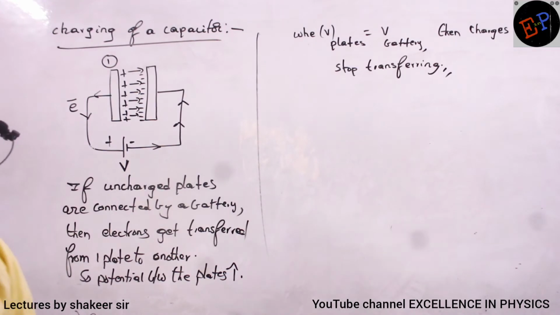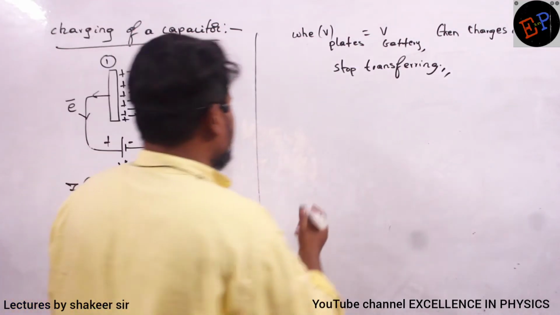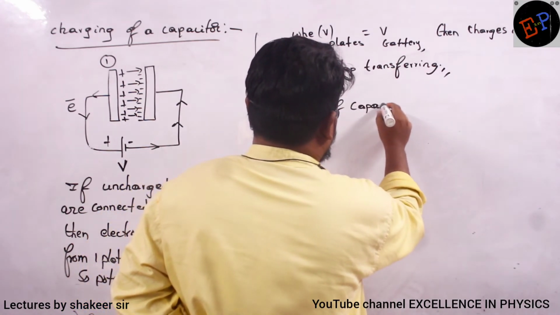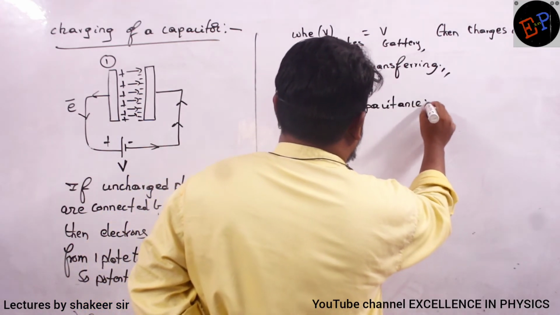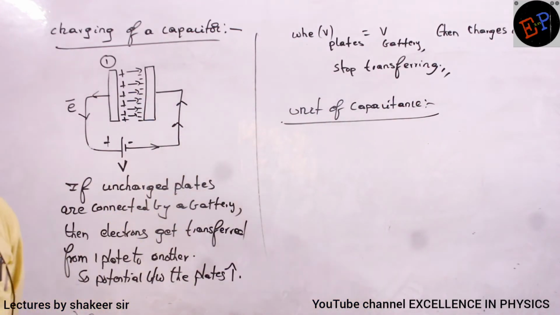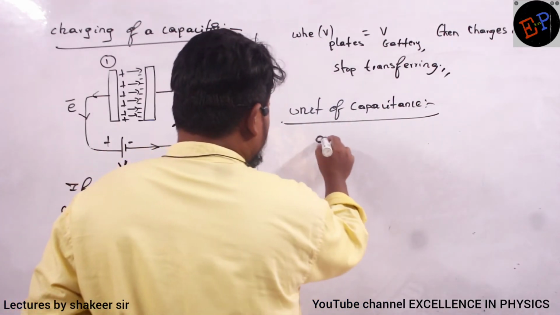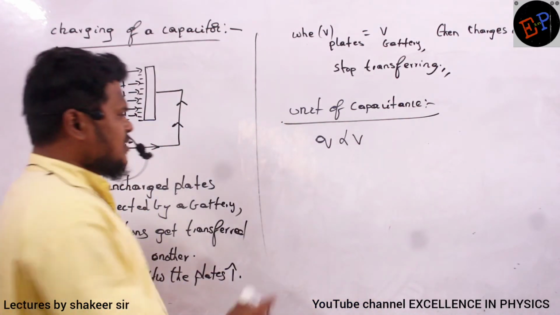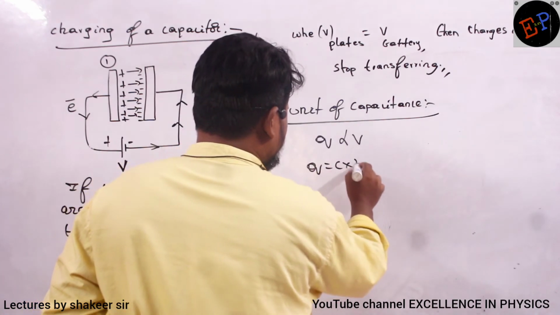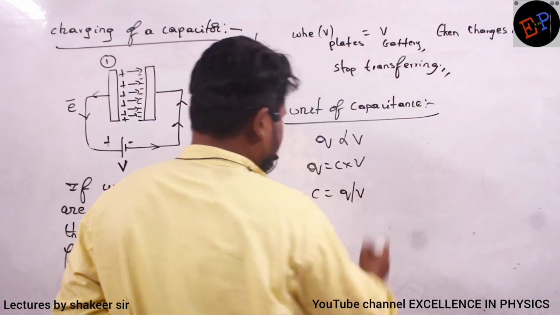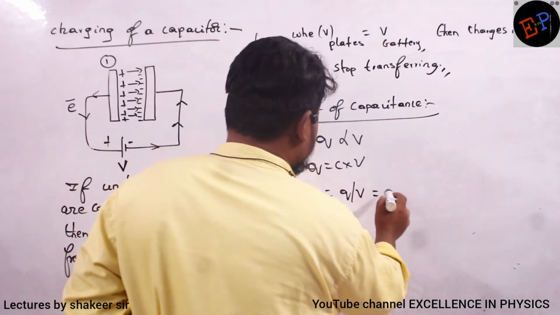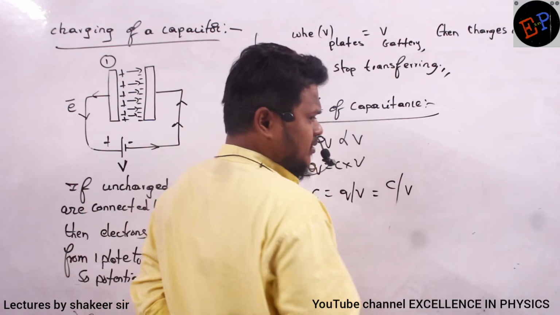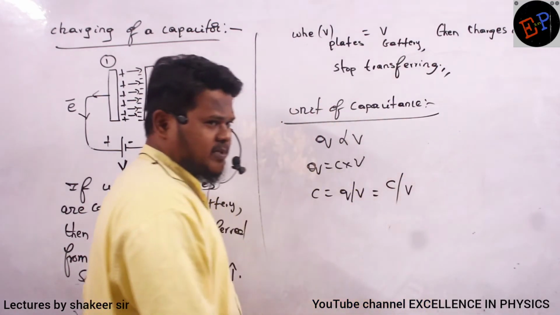Now, the unit of capacitance. Yesterday we studied about capacitance. Charge stored on a capacitor is directly proportional to the potential difference. So Q is equal to C into V, therefore C is equal to Q by V. What is the unit of charge? Coulombs. What is the unit of potential difference? Volts. So coulomb per volt is the unit of capacitance.